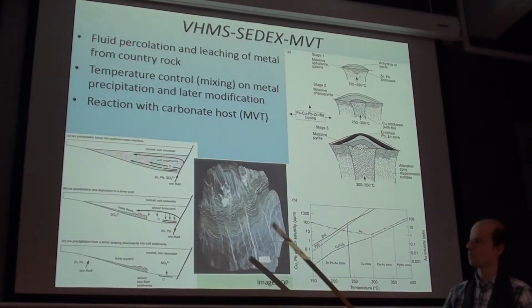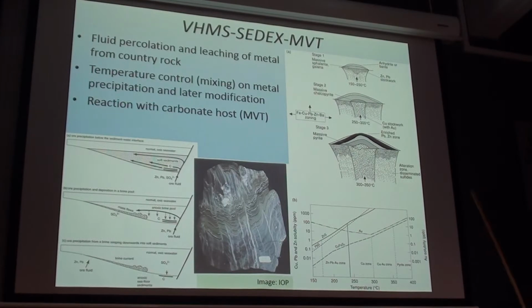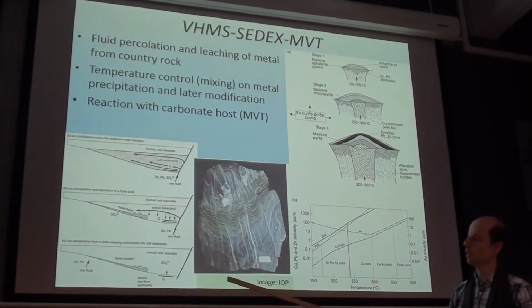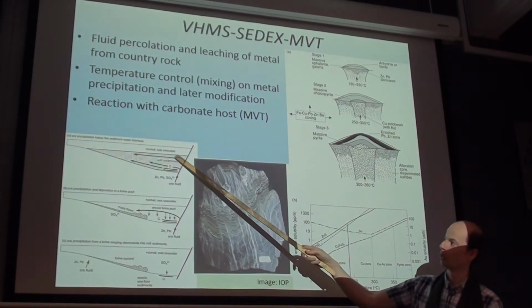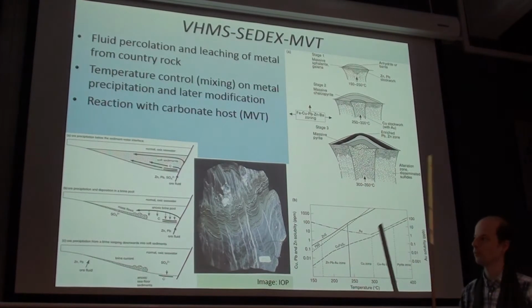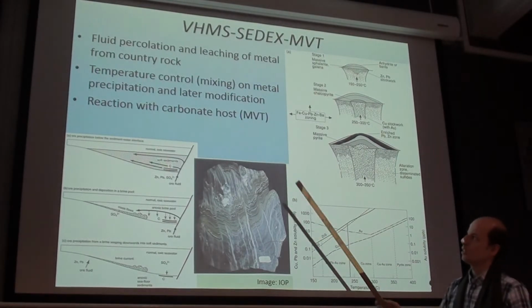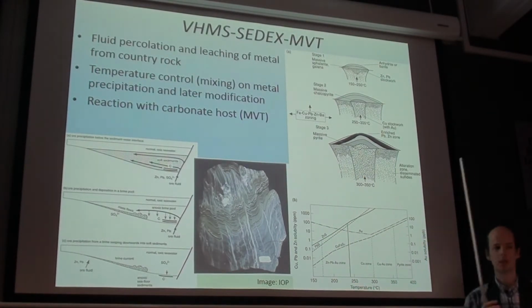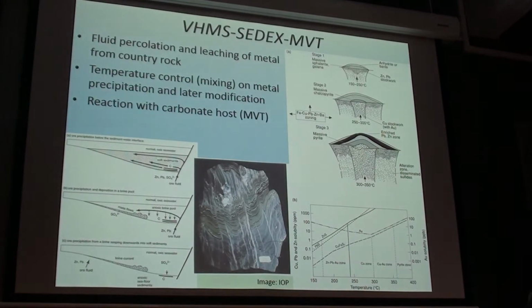On to SEDEX, where we don't have the kind of volcanic proximity, but the process is similar because we've got fluids, crustal fluids again, reaching the surface or percolating through soft sediments, and the temperature difference again causes the precipitation of copper and zinc and lead sulfides. And in MVT deposits, basically larger scale crustal fluid flow and reaction with carbonates, but overall similar processes.